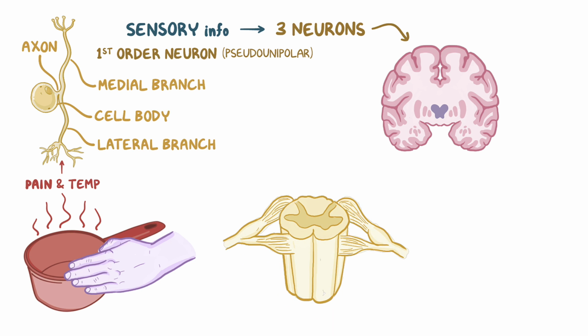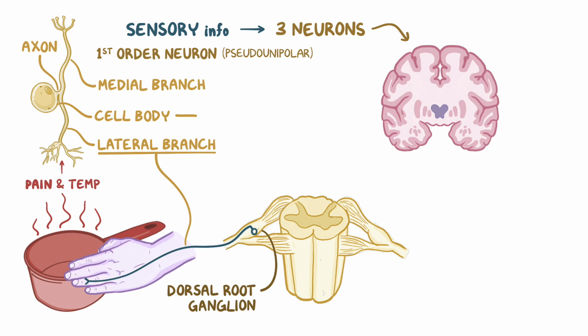So the nerve in the skin of your fingers is served by the lateral branch of a first-order neuron, which carries the sensation to the dorsal root ganglion. That's where the cell body is located along with the rest of the cell bodies of the pseudo-unipolar neurons. From there, the signal continues through the medial branch and into the spinal cord to reach the dorsal horn.